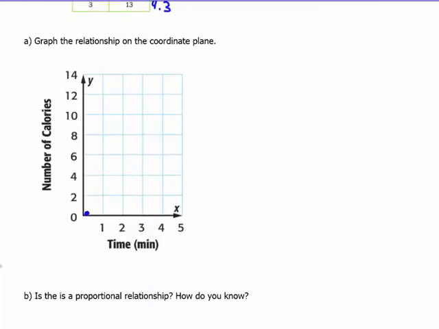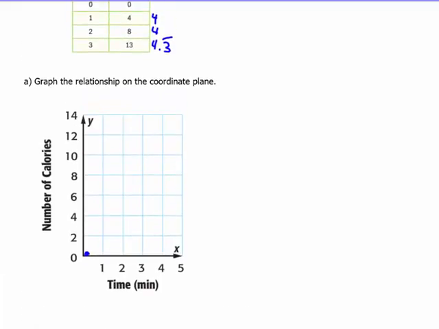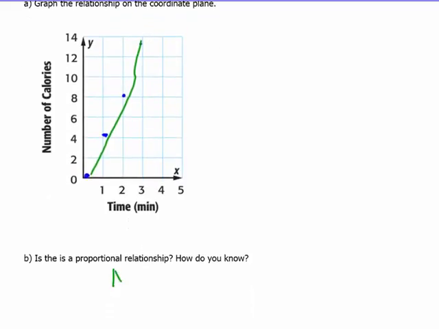All right, let's try the graph. So we had 0, 0. We had 1, 4. 2, 8. And then 3, 13. And what actually ends up happening is that these are nice and connected, but then it goes up a little bit. So is it proportional? How do you know? No, not a straight line. They wanted us to do this one based on the graph. If you did it based on the unit rates, I wouldn't mark that wrong.